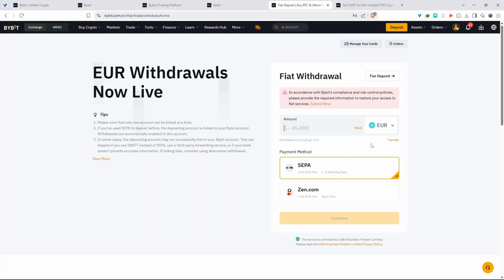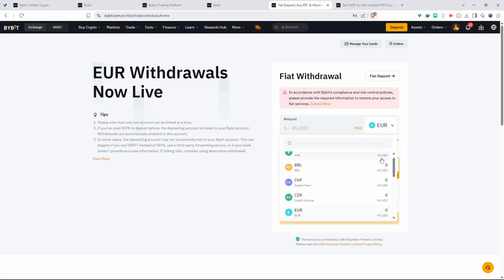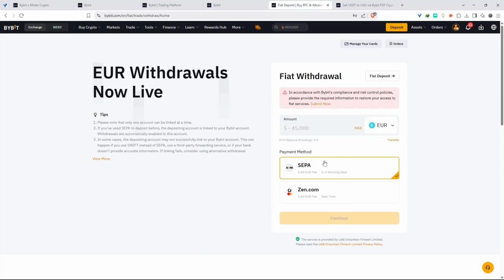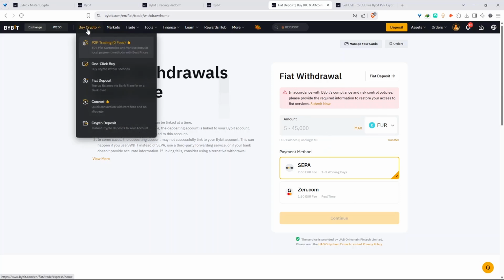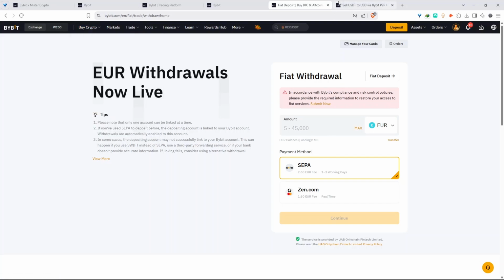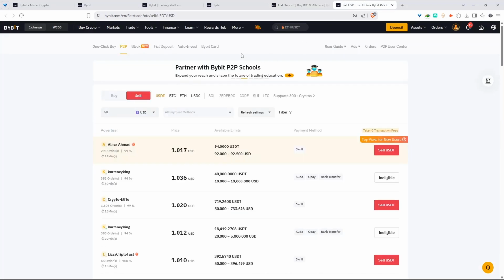For other fiat currencies such as US dollars, you'll typically use the peer-to-peer P2P trading market on Bybit. To do this, go to Buy Crypto. Select peer-to-peer trading. This will take you to the P2P screen. Choose the Sell option. Select the cryptocurrency you have and the fiat currency you want to receive. Find a peer-to-peer trader who matches your requirements.